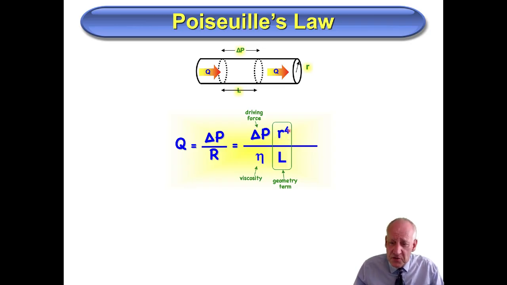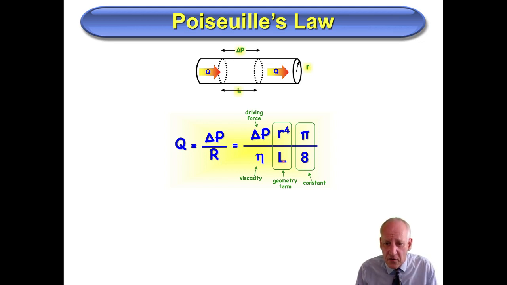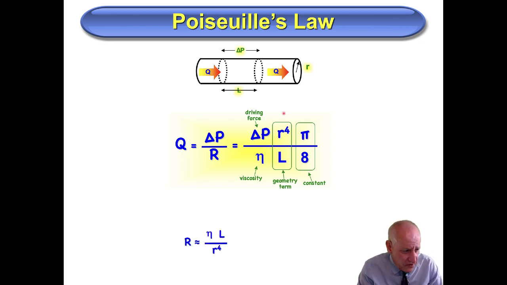So this geometry term includes the radius, the fourth power, divided by the length. Recall, we all agreed that as the length of the tube increases, the flow through it will decrease, and it's because of greater resistance. And finally, there's a constant that Poiseuille had to add to make all the math work out. By simply arranging terms, we can come up with an expression for resistance. Let's see if it makes sense.